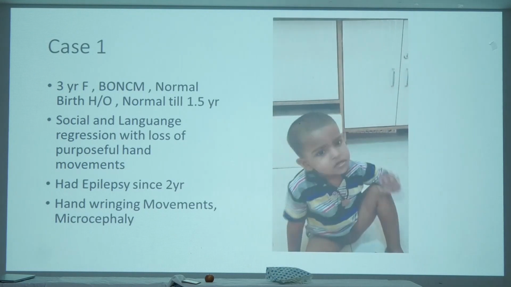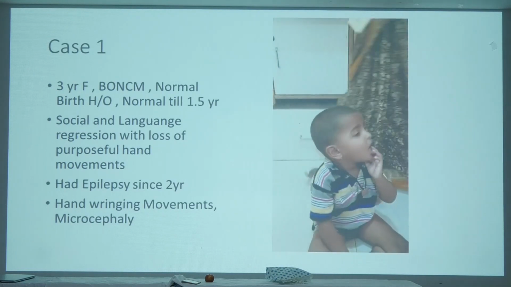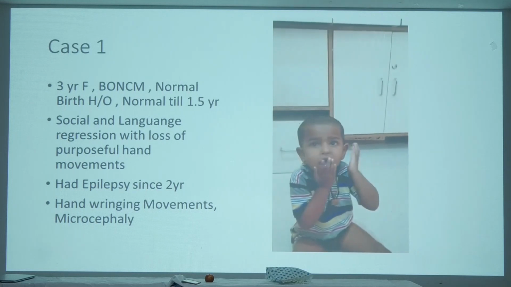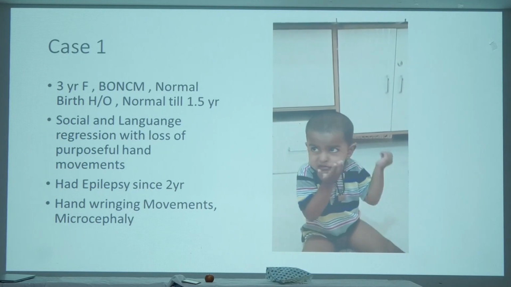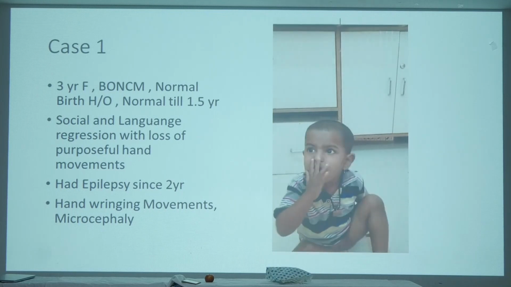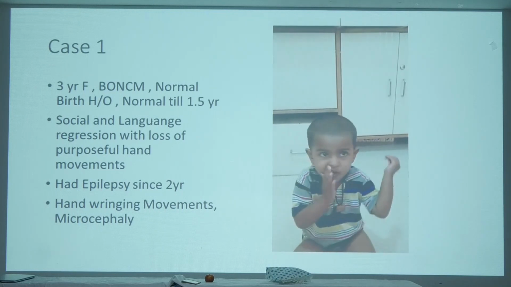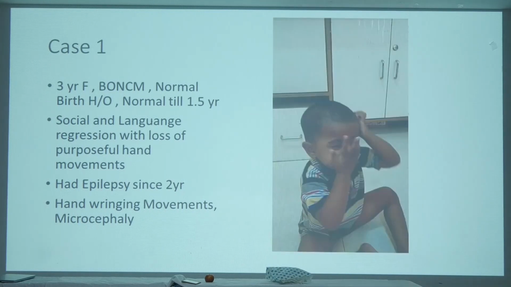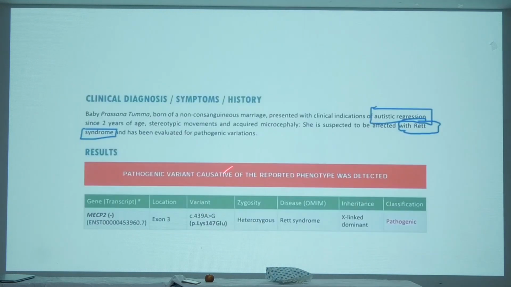I know all have guessed the diagnosis. What is it? So it is Rett syndrome. Very classical female child, normal till 12 months of life, social and language regression, typical hand wringing movements. So it is Rett syndrome. This was confirmed with genetic testing. We provided in the history that female has autistic regression, stereotypic movements, acquired microcephaly, suspected case of Rett syndrome, and that is confirmed with MECP2 mutation, consistent with the diagnosis of Rett syndrome.